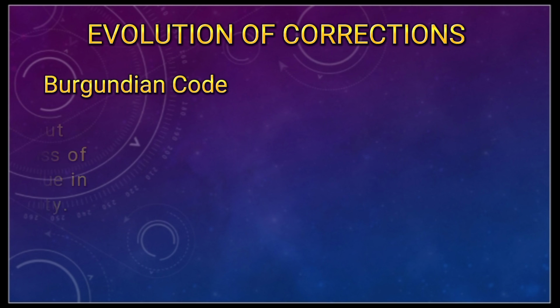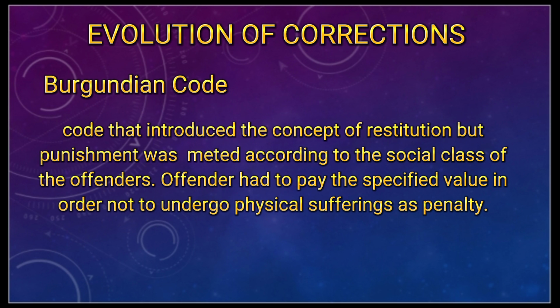Burgundian Code introduced the concept of restitution, but punishment was meted according to the social class of the offenders. Offender had to pay the specified value in order not to undergo physical sufferings as penalty.